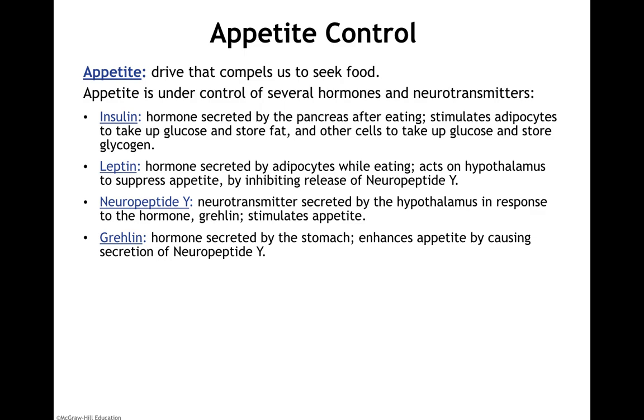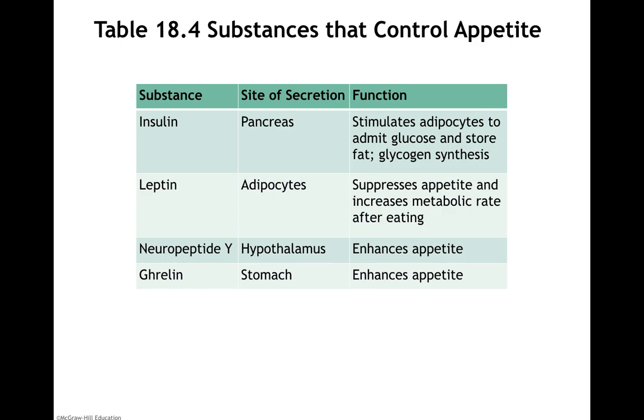So appetite control is under the control of hormones. Some of the important hormones are insulin, leptin, neuropeptide Y, and ghrelin. They all have varying roles, and they are all produced by different organs.